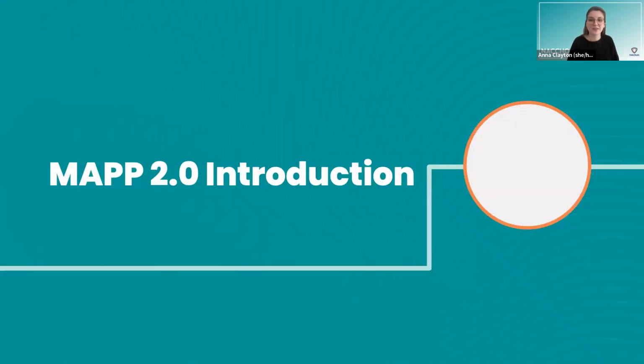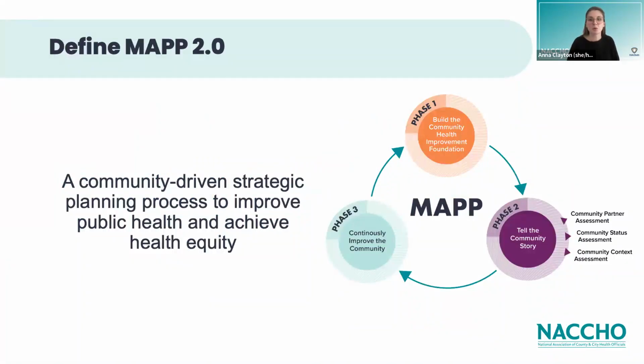So starting with some basic introduction to MAPP. MAPP stands for Mobilizing for Action Through Planning and Partnerships, and it is the National Association of County and City Health Officials' flagship framework for community health improvement. It outlines a community-driven strategic planning process to improve public health and advance health equity. It helps communities prioritize public health issues, identify resources to address them, and take action through a shared community health improvement plan.